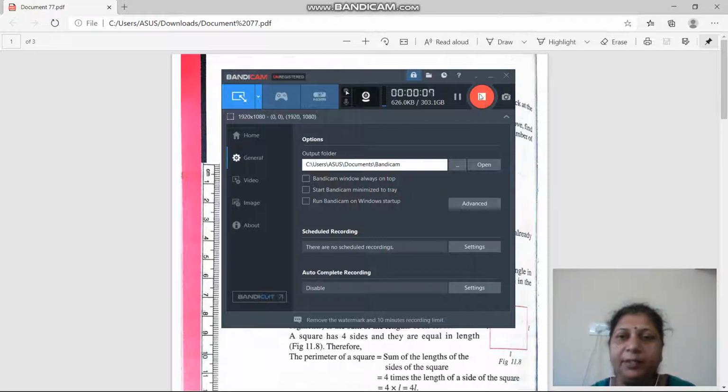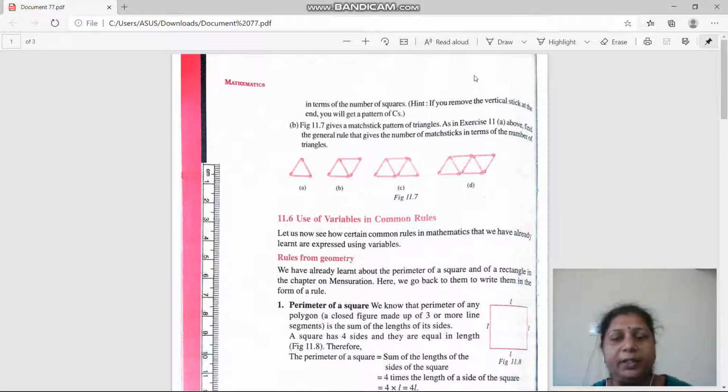So, the algebra chapter has started. We have completed exercise 11.1. Now we have started the use of variables in common rules, right? First of all, we see the rules from geometry. I think we have studied the perimeter of a square, but once again I will repeat it.